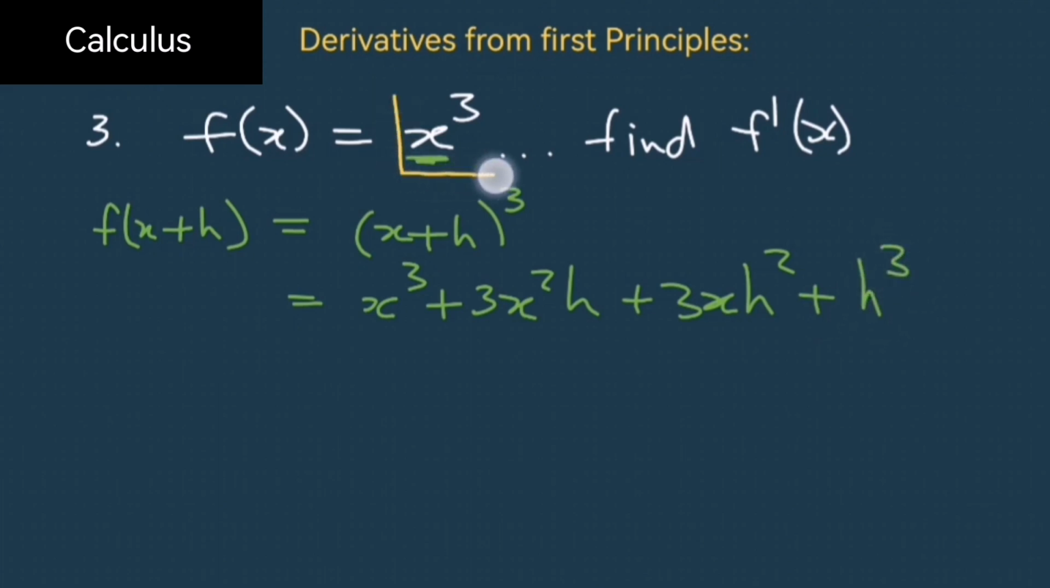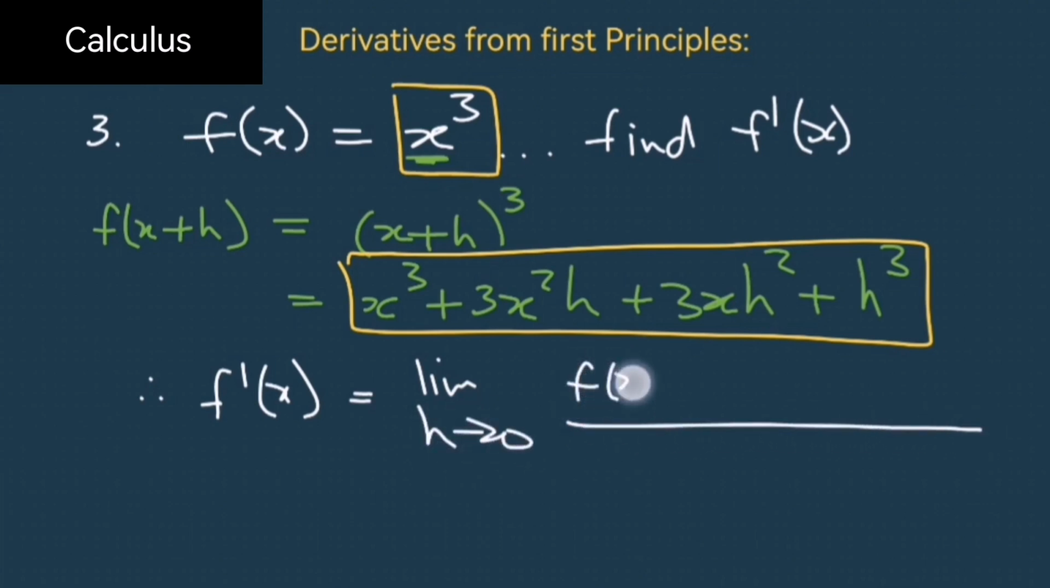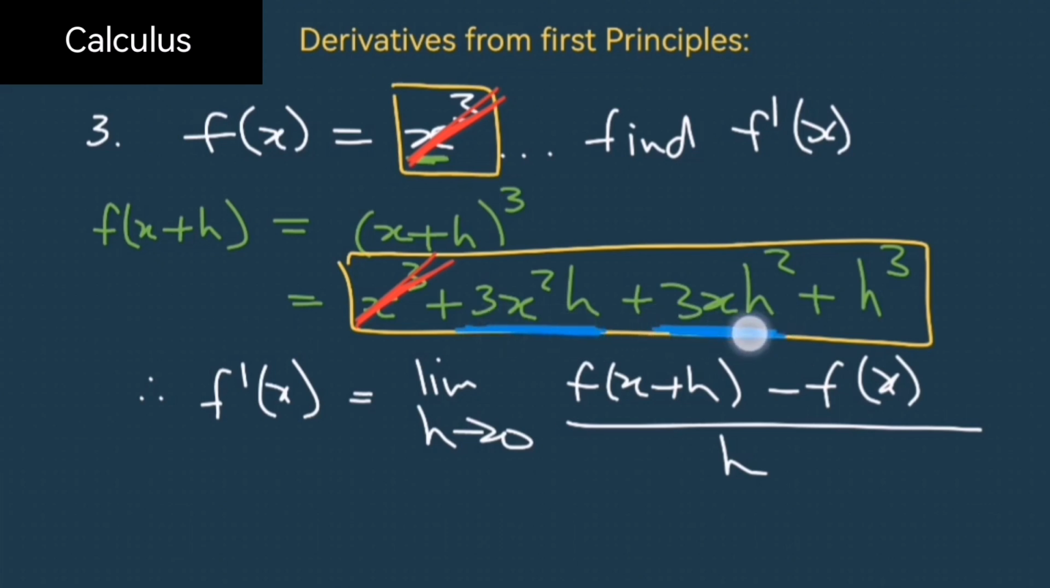Now remember, f of x, the x cubed, will cancel out with part of the equation of f of x plus h. So if we remember our derivative formula, it's the limit as h approaches 0, where we take this function of f of x plus h and we subtract f of x, the original function. That means that the x cubed will cancel out with the x cubed, and all you are left with are these terms that all have an h. So that's what we're going to write here as our numerator after subtracting these two functions.